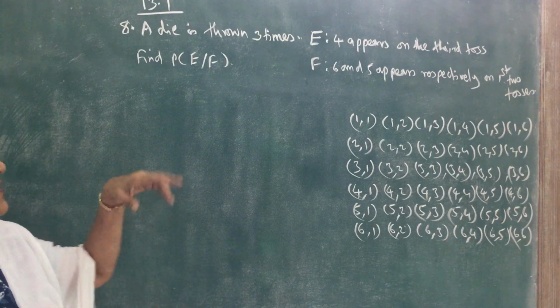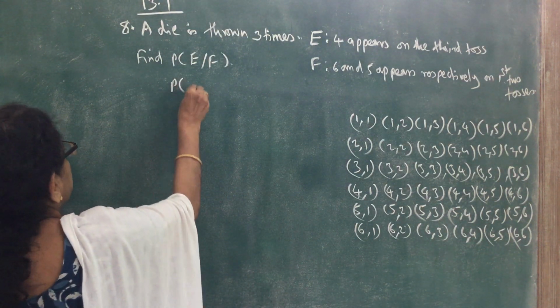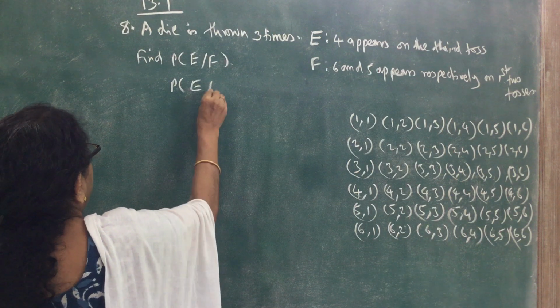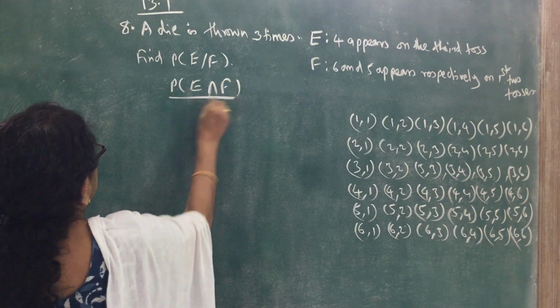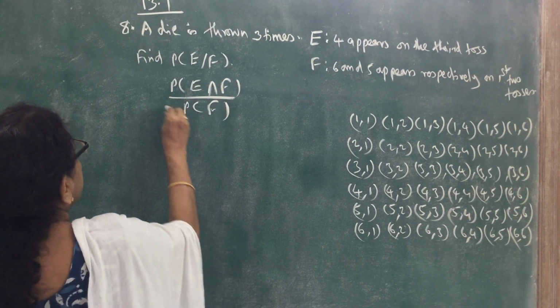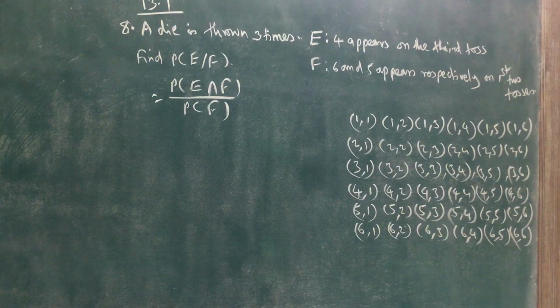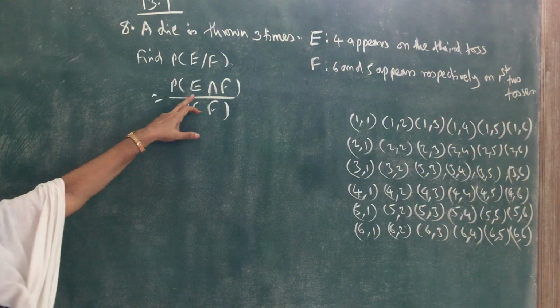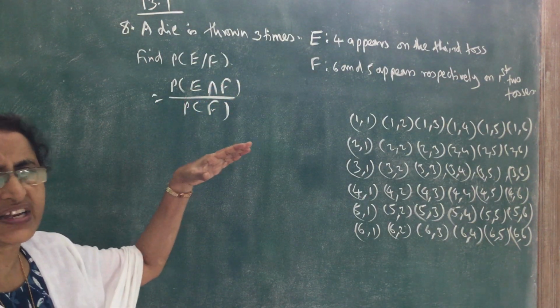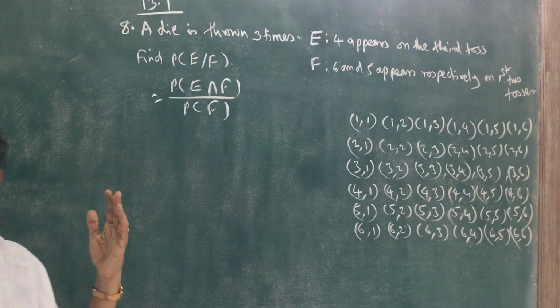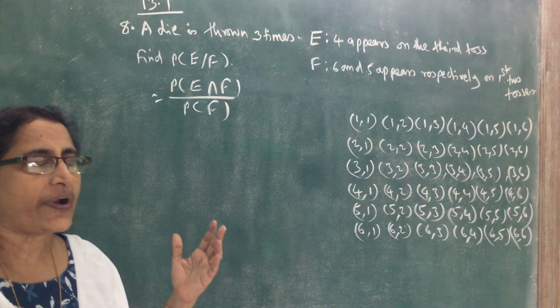So the formula is probability of E given F equals probability of E intersection F divided by probability of F. For that we want to find what is the event E, what is the event F, and what is the experiment here, the random experiment.